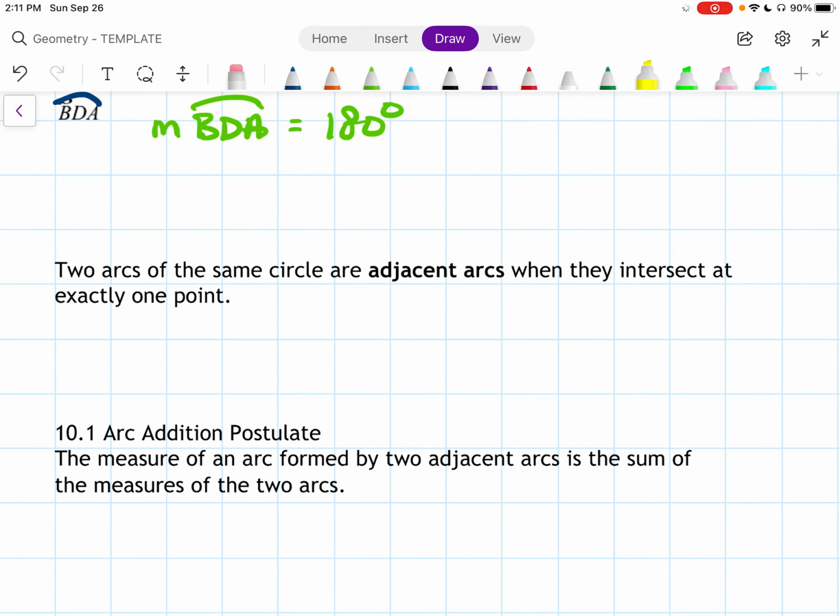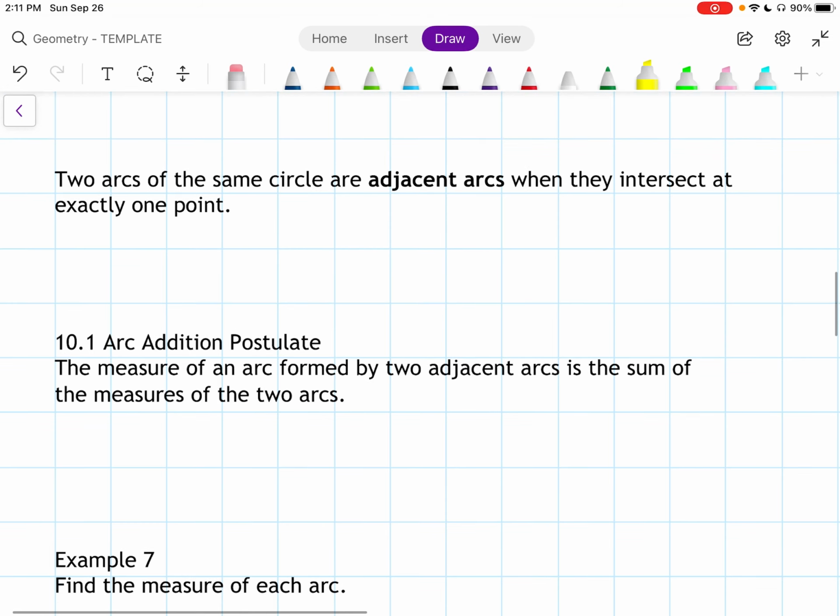Two arcs of the same circle are called adjacent arcs when they intersect at one point, right? So whenever they meet up with each other. 10.1, arc addition postulate. The measure of an arc formed by two adjacent arcs is the sum of the measures of the two arcs. So if you have one arc and you split it up into two smaller arcs, then you can add those two up and you get the bigger one again.